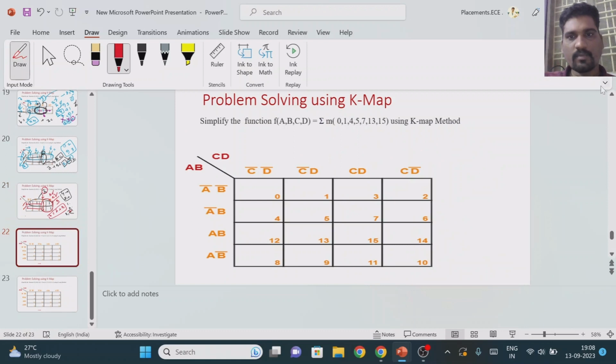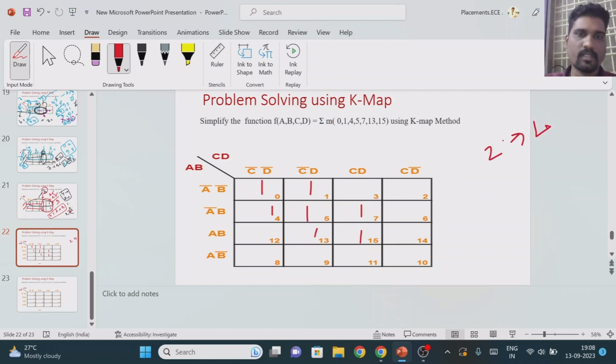Now we consider this problem and try to solve it. What are the given minterms? 0, 1, 4, 5, 7, 13, and one more is 15. So how to solve this problem? How many groups will you get? Just pause the video and try to find the answer. The answer is 2 groups.